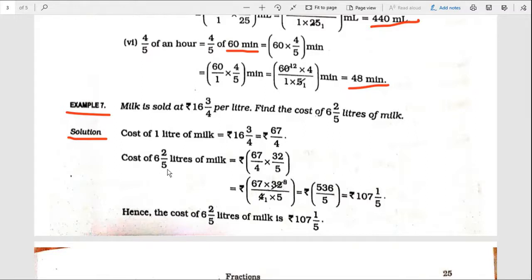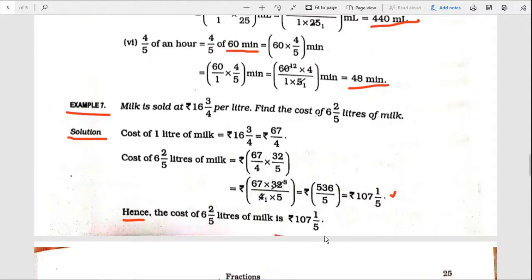Cost of 6 whole 2 by 5 liters of milk is equal to 67 by 4 into, 6 5s are 30 plus 2 is 32, so 32 by 5. And when we simplify it, 4 8s are 32, so 67 into 8 is multiplied here, and the product of 67 into 8 is equal to 536. 536 by 5, this improper fraction is changed into a mixed fraction, and this mixed fraction is the answer. Hence the cost of 6 whole 2 by 5 liters of milk is 107 rupees, 107 whole 1 by 5.